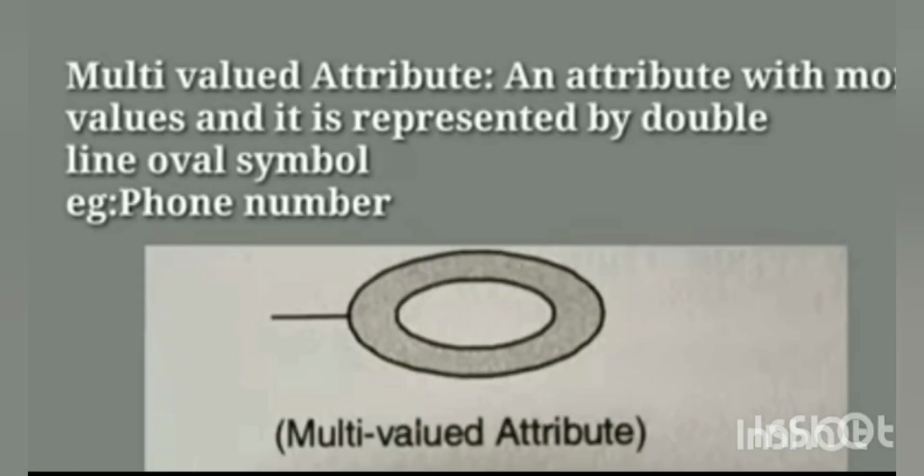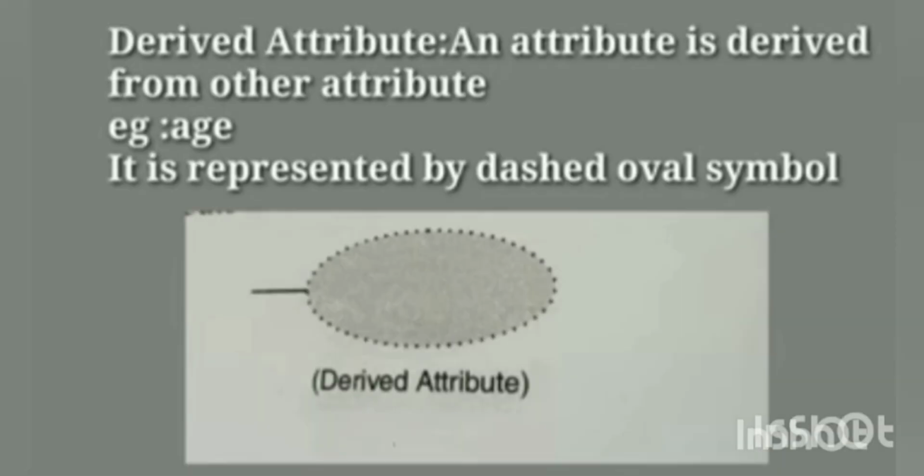Multi-valued attribute, an attribute with more values, and it is represented by a double line oval symbol. Example, phone number. A phone number can have many numbers. And the last one is derived attribute. An attribute derived from another attribute. Example, age. It is represented by a dashed oval symbol. We can derive the age from the date of birth.